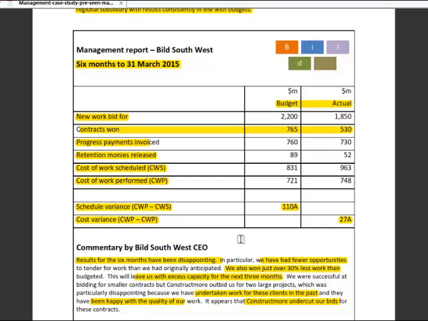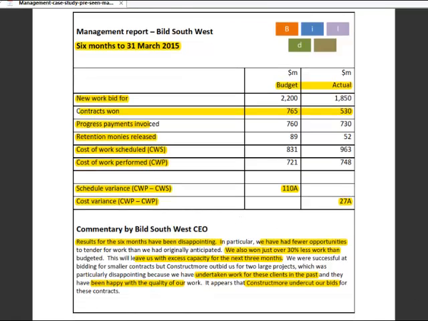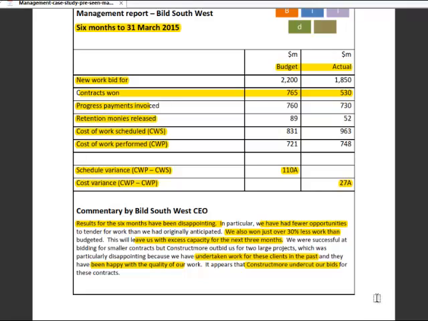So here's the commentary by the CEO. Again, it's incredibly brief, given it's a 6-month time delay before these things. So after 6 months, that's pretty, I would have thought, unacceptable. Results for the 6 months have been disappointing. We've had fewer opportunities to tender for work than we originally anticipated. Well, we can see that. We don't need to say that. We also won just over 30% less work. So that's a double negative almost. We won 70% of the work we budgeted for. Might have been a better way of saying it.